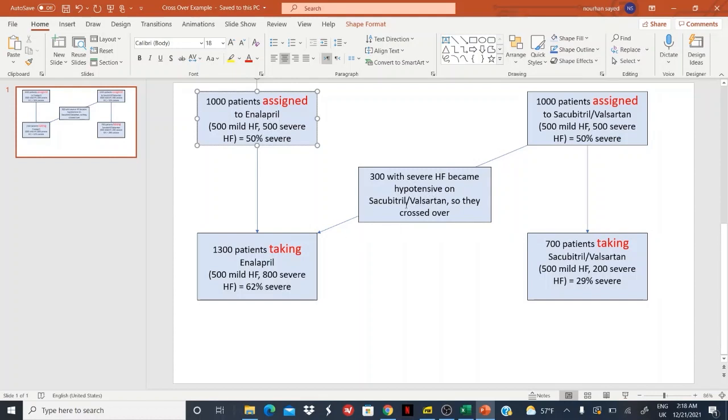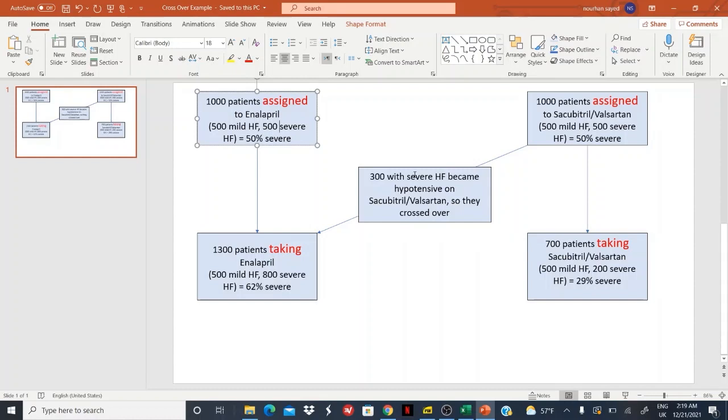Because if you do that, if you analyze enalapril as though 1,300 patients were in that arm, and sacubitril valsartan as though 700 patients were in that arm, you'd be completely messing up the baseline balance that you achieved via using randomization. And you'd be comparing two groups with very different sets of patients, right?